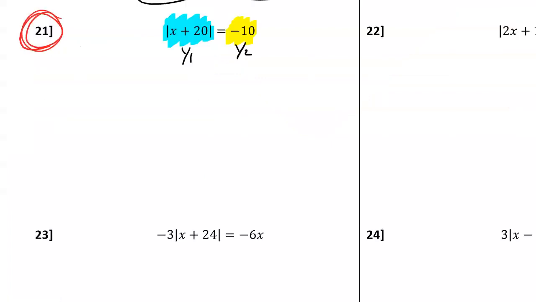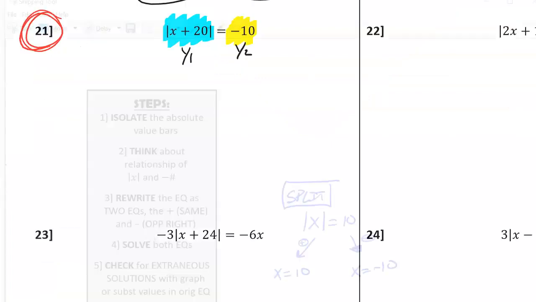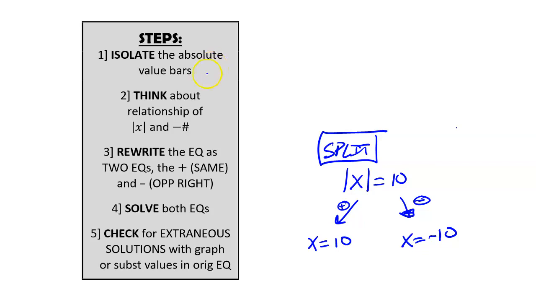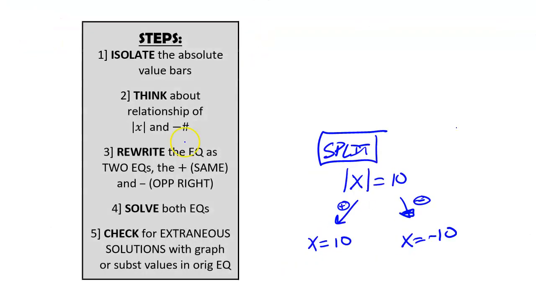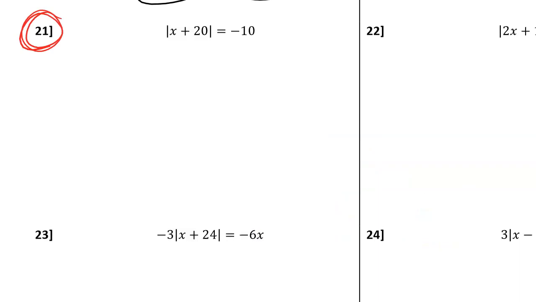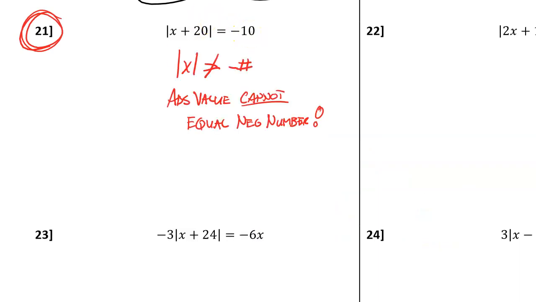Well, what does that look like in terms of algebra? Once again, thinking about our steps, we want to isolate the absolute value bars. In this case, they already are isolated. And now we need to think about the idea of absolute value in terms of negative values. If it's equal to a negative number, and in this case it is, the absolute value cannot equal a negative number. It absolutely can never equal a negative number. So in this particular case, our absolute value will never equal negative 10, so our answer is going to be no solution.